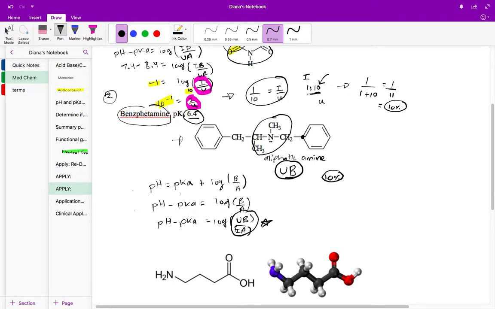It really does matter. Yes, we know that it's always going to be base over acid, but we need to determine, are we starting with a UB or are we starting with a UA? Because if we're starting with a UB, then this is the equation that we use, the start equation. But if you're starting with a UA, then we would actually use log IB over UA. So if you notice, the ionized part is now in the numerator rather than in the denominator. So your answer will be completely flipped if you don't do this step. So it actually is important.